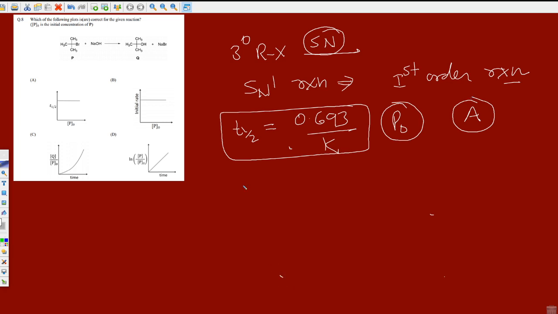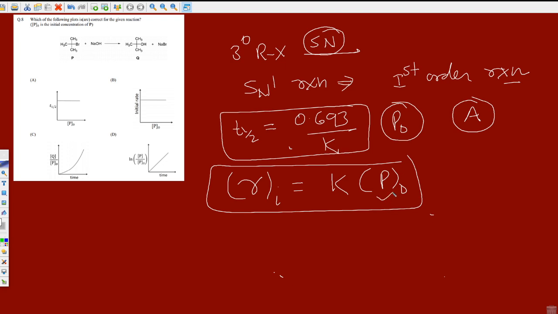Now the initial rate can be expressed as K into P naught. So if we increase the initial concentration of P, the initial rate would also increase. Hence B cannot be the answer.